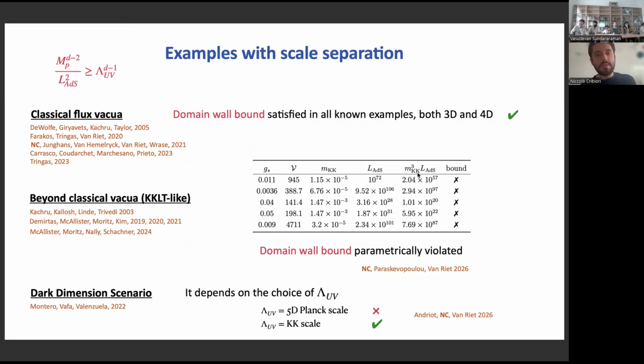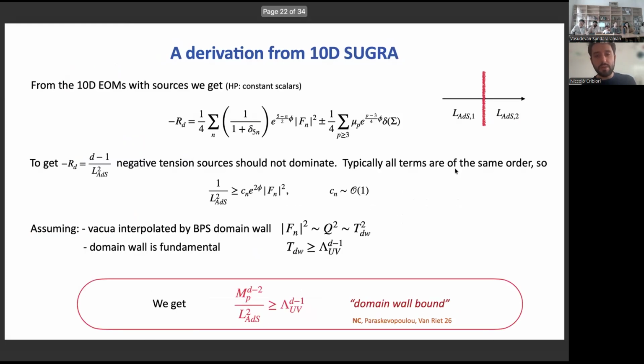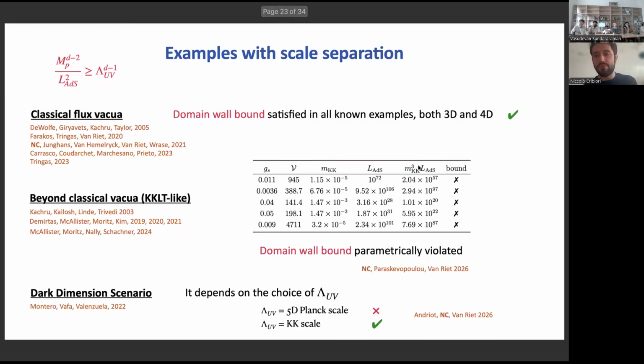You see that there are really huge numbers. And then we just test this kind of bound against these vacua, and what we find is that this bound is parametrically always violated, because to be satisfied, this column should be less than 1, but you see that it's parametrically larger than 1.